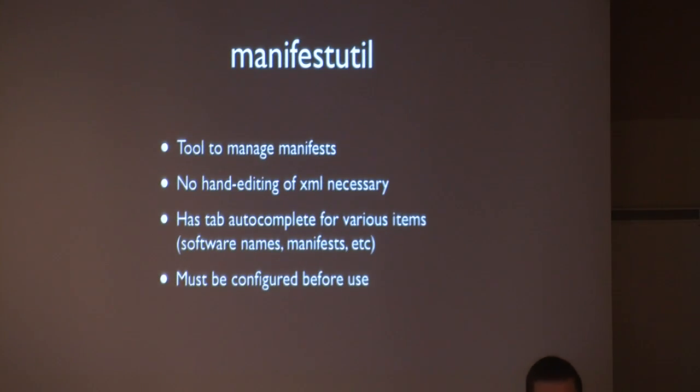Manifestutil is what we use to add installs to the manifest, which is what your clients look at to install things. And you don't have to hand edit XML if you don't want to. So if you're not comfortable with it, this might be a little bit easier. And it has tab autocomplete and some other nice things like that. But you do need to configure it first, so you need to tell it where your repo is, just like with Munki import.